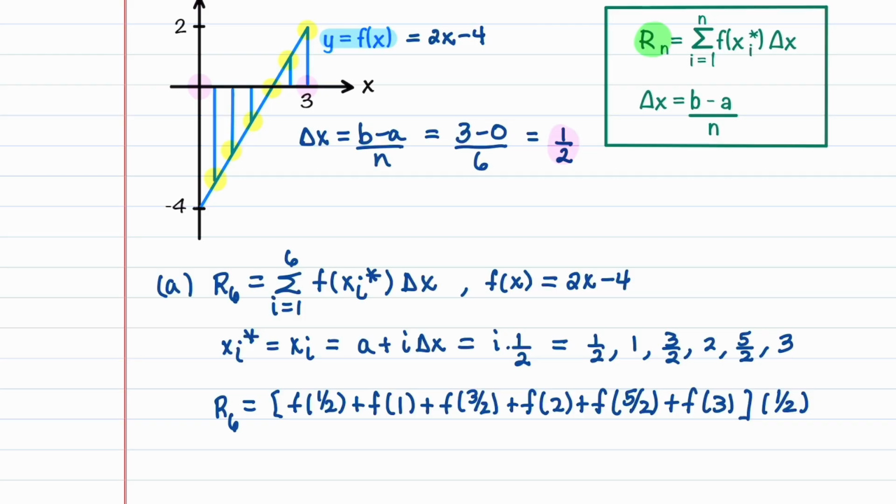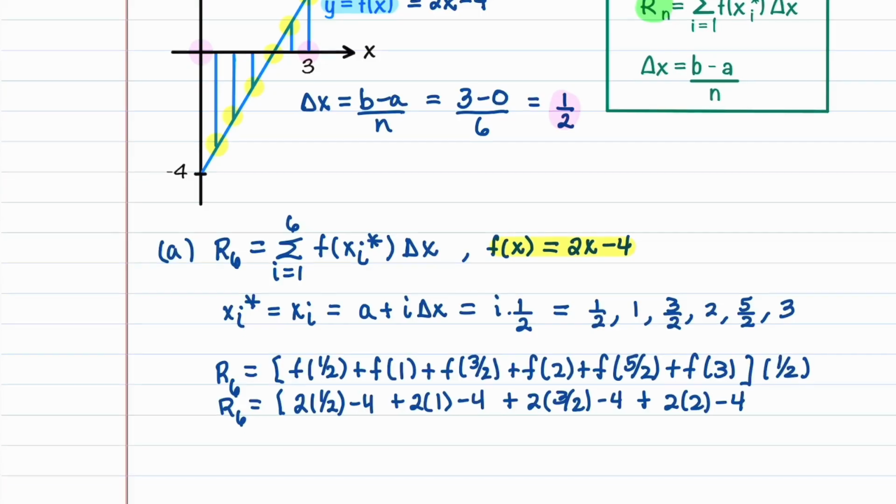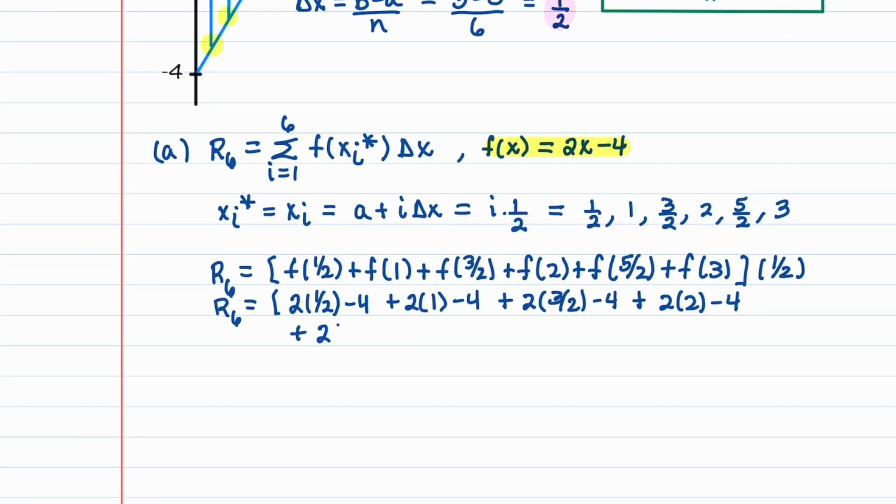Now we're going to substitute in that our function f is equal to 2x minus 4. This gives us R sub 6 is equal to 2 times 1/2 minus 4, plus 2 times 1 minus 4, plus 2 times 3/2 minus 4, plus 2 times 2 minus 4. And then our next one is 2 times 5/2 minus 4, plus 2 times 3 minus 4. And then all of that is multiplied by 1/2.